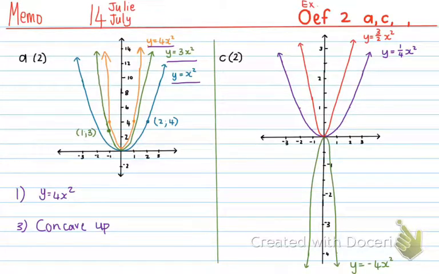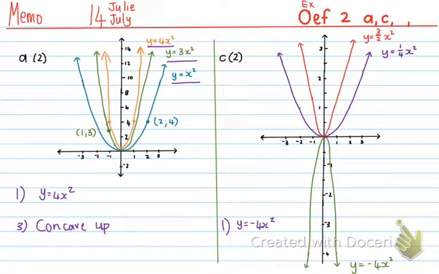All right. Then number C. y is equal to a quarter x squared, y is equal to 3 over 2x squared, and y is equal to negative 4x squared. Which parabola has the arms that are closest to the y-axis? That'll be the one with the highest value, ignore the negatives. So that will be y is equal to negative 4x squared. That will be the one whose arms are the closest to the y-axis.